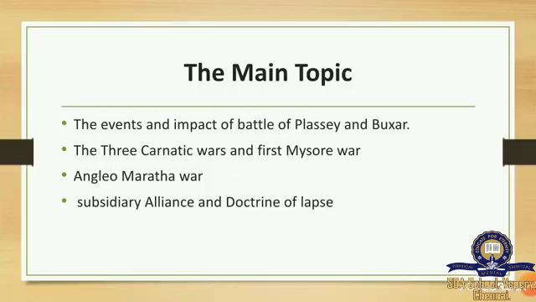Now let's see the main topics. First one, the events and impact of the Battle of Plassey and Buxar. Second, the three Carnatic Wars and the First Mysore War. Third, the Anglo-Maratha War. And the fourth one is the Subsidiary Alliance and Doctrine of Lapse. This is all about the main topics given in this lesson.